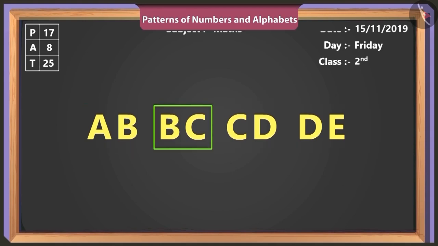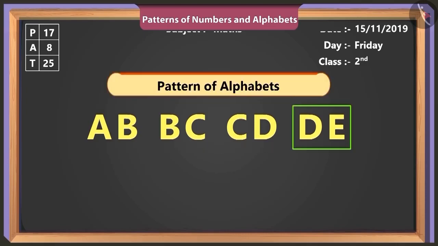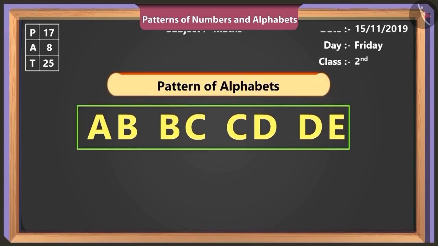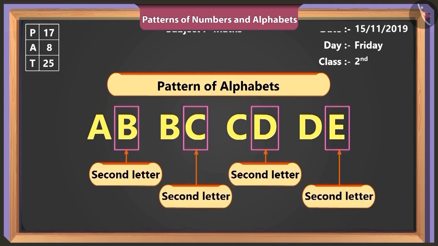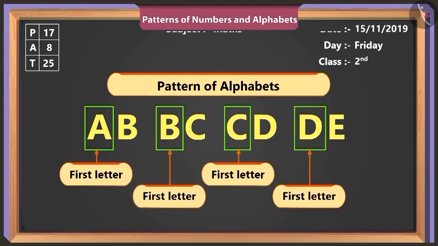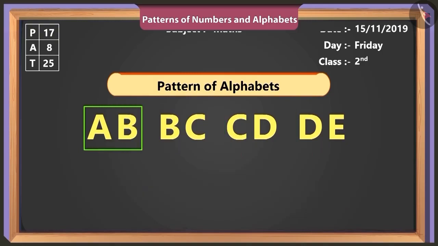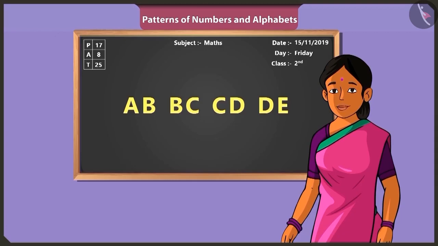AB, BC, CD, DE. Here each term is of 2 alphabets. The second alphabet of the first term becomes the first alphabet of the second term, and the pattern is getting built further. Very good, Winnie.